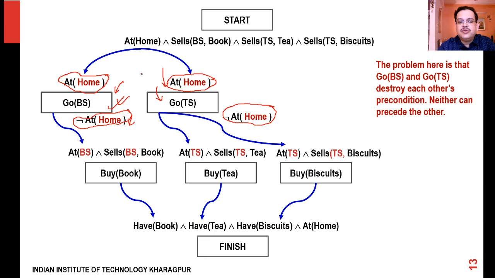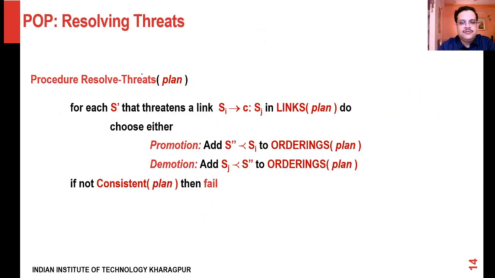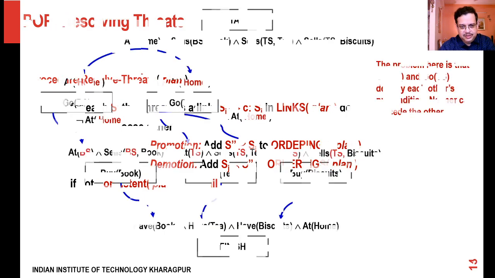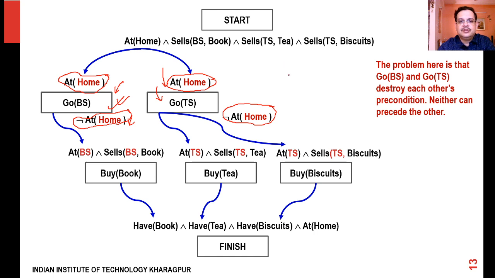So when we go into a step called resolve threats, the job of this procedure is to take the partial plan that we have and find out whether I am able to serialize the plan, that is, whether I can get a consistent plan out of the partial plan that we have. So how is it going to do it automatically? So let me explain. Let me remove the annotations.